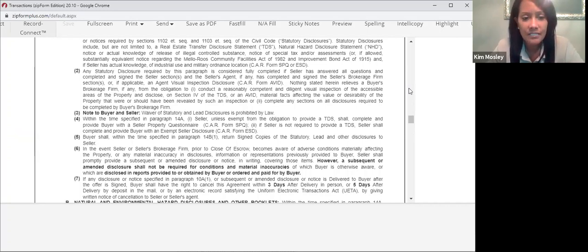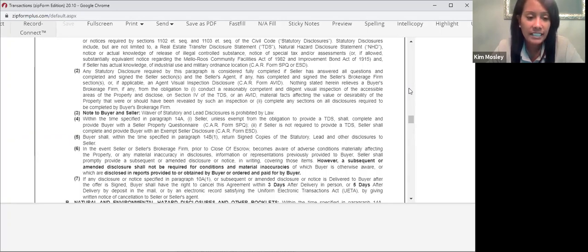Number 6, in the event seller or seller's brokerage firm, prior to close of escrow, becomes aware of adverse conditions materially affecting the property, or any material inaccuracy in disclosures, information, or representations previously provided to buyer, seller shall promptly provide a subsequent or amended disclosure or notice in writing covering those items.